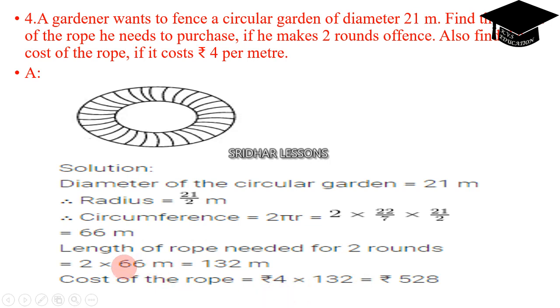Okay, here we have got the length of the rope needed for 2 rounds. Its value is 132 meters. But to find the cost, because the cost given is 4 rupees per meter, it is 4 into 132. This is equal to 528 rupees.